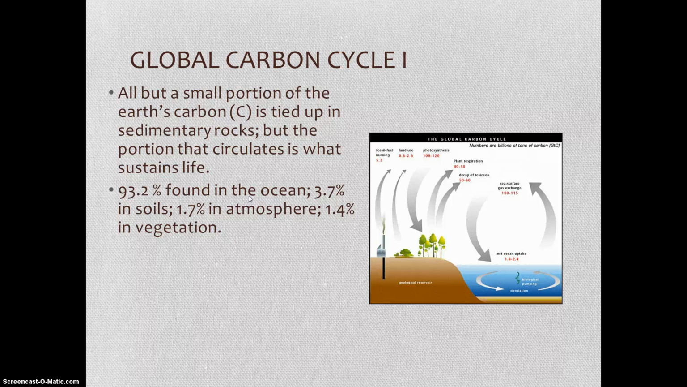Most of the Earth's carbon is tied up in sedimentary rock. But the portion that we do use, the portion that's in the air, is the part that sustains all life on Earth. Without carbon, there would not be life.